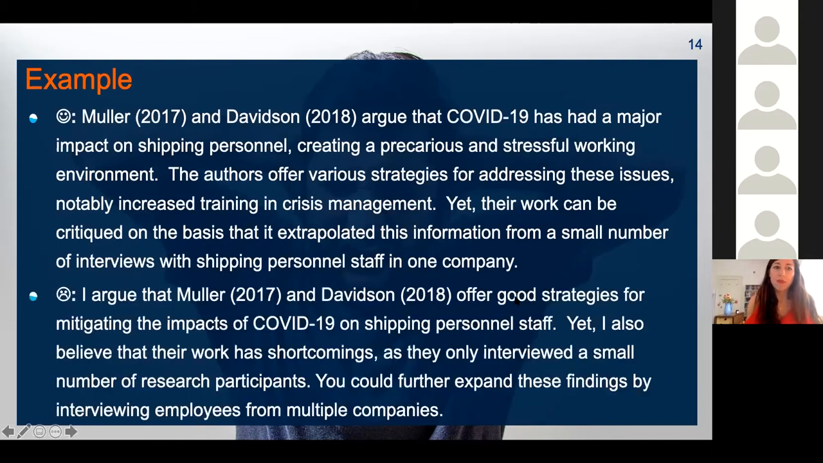And this is not such a good example because it uses mainly first person and also second person throughout. So I argue that Muller 2017 and Davidson 2018 offer good strategies for mitigating the impacts of COVID-19 on shipping personnel staff. Yet I also believe that the work has shortcomings, as they only interviewed a small number of research participants. You could further expand these findings by interviewing employees from multiple companies.